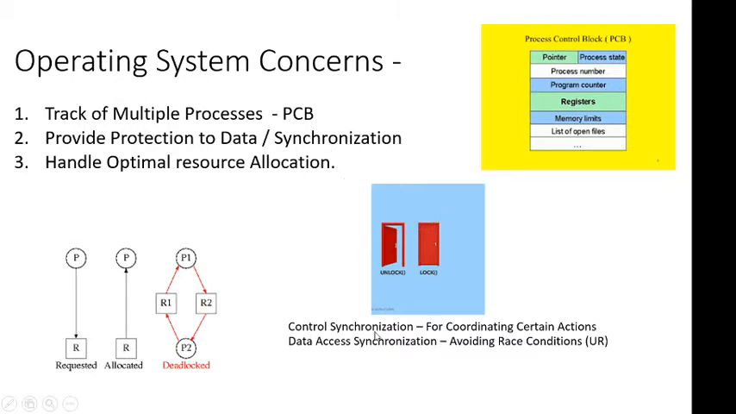One is called the control synchronization for coordinating certain actions. So sometimes process A has to execute before process B, because process A will compute a result and give it to process B. Process B will take the result from process A. So process A has to execute before process B. Sometimes that coordination is required.